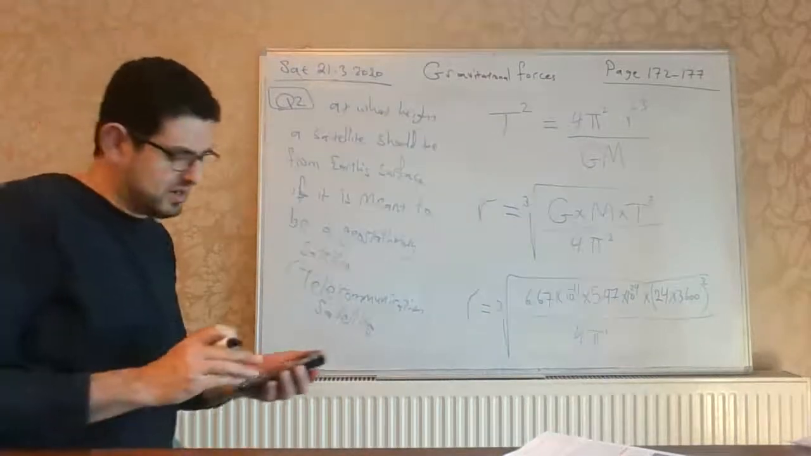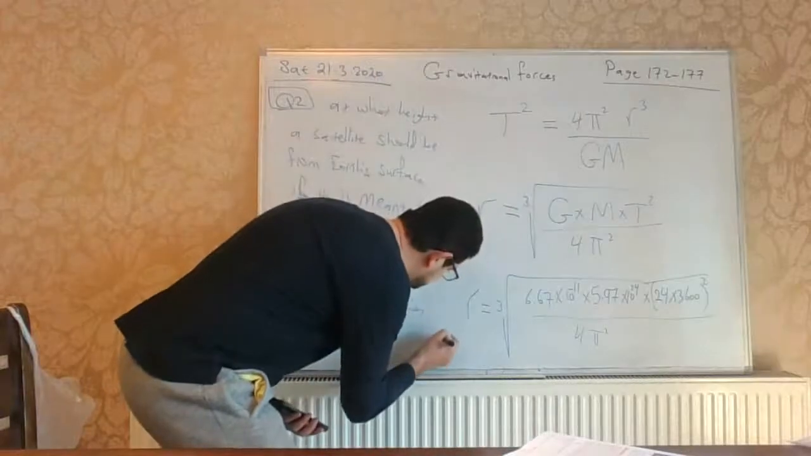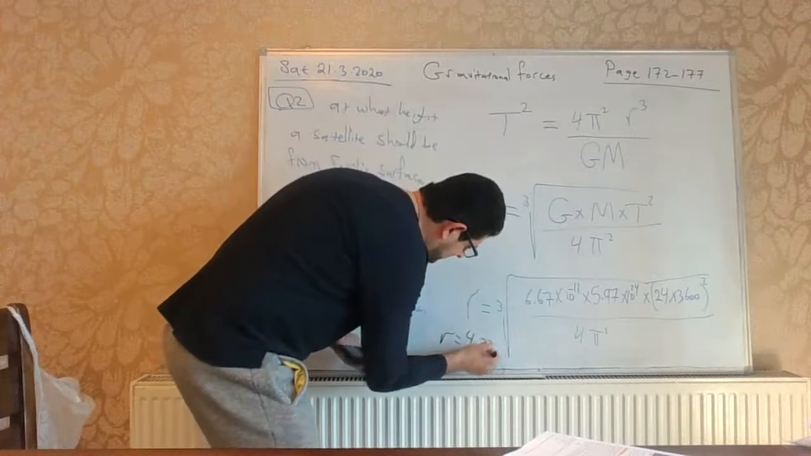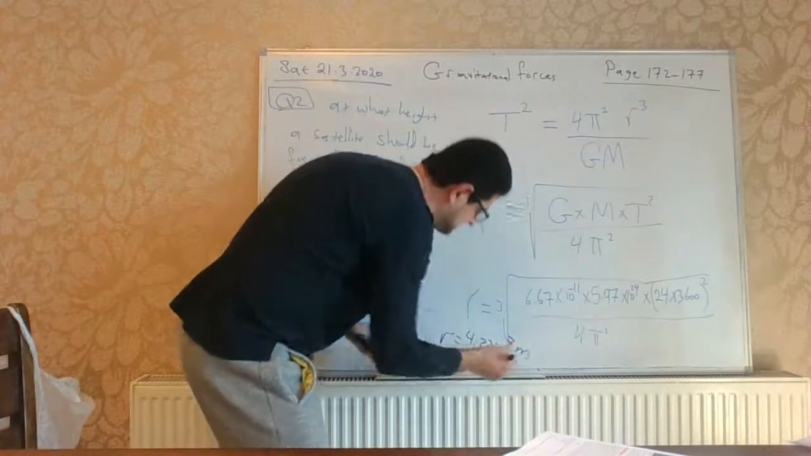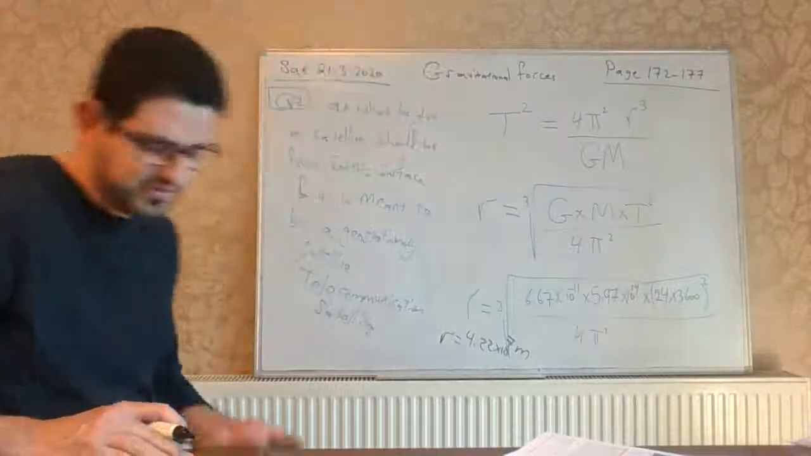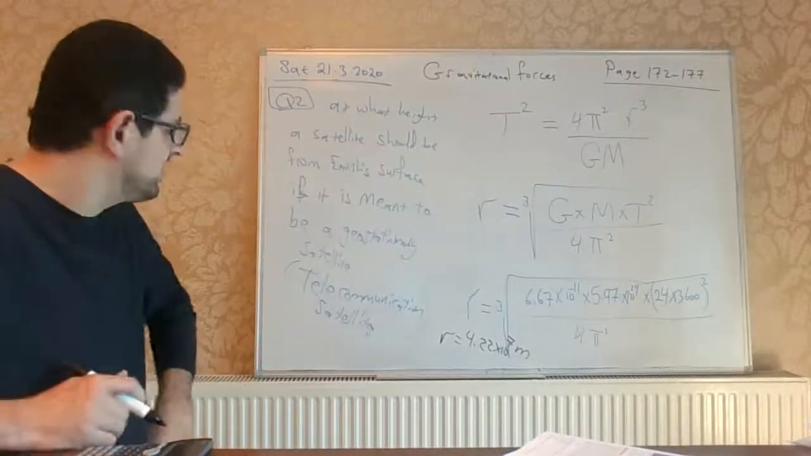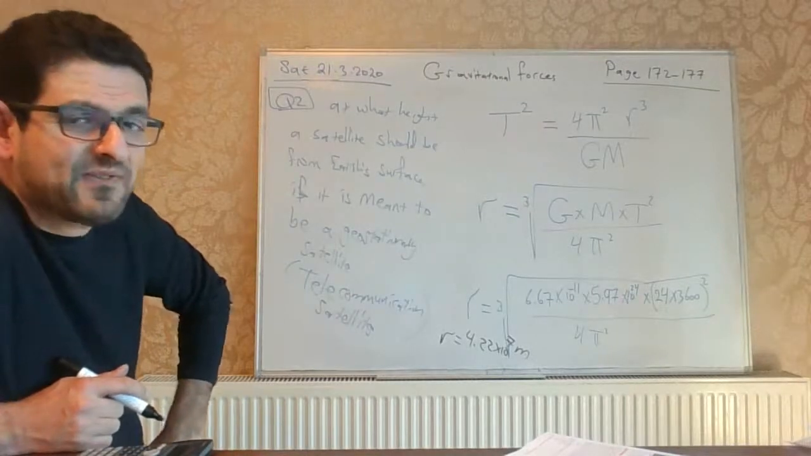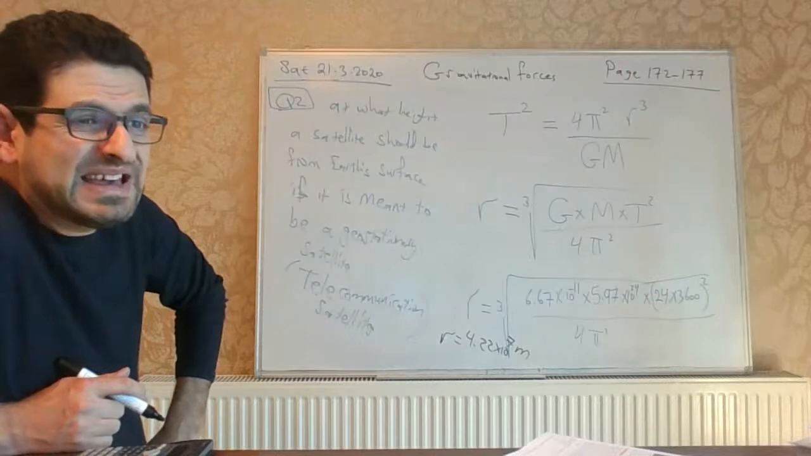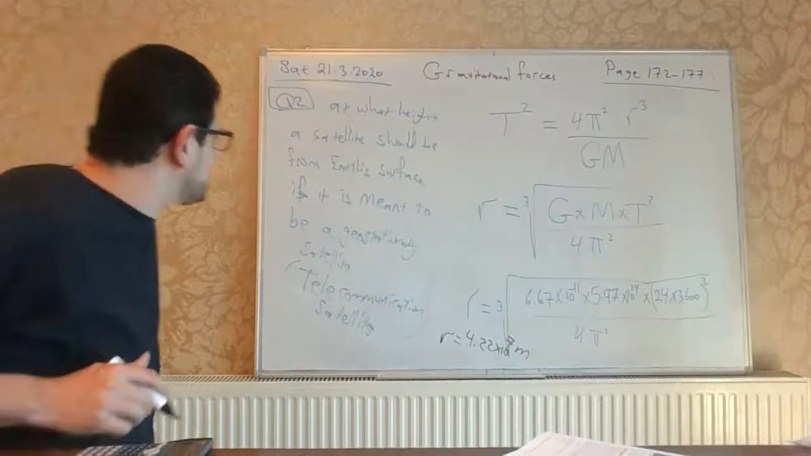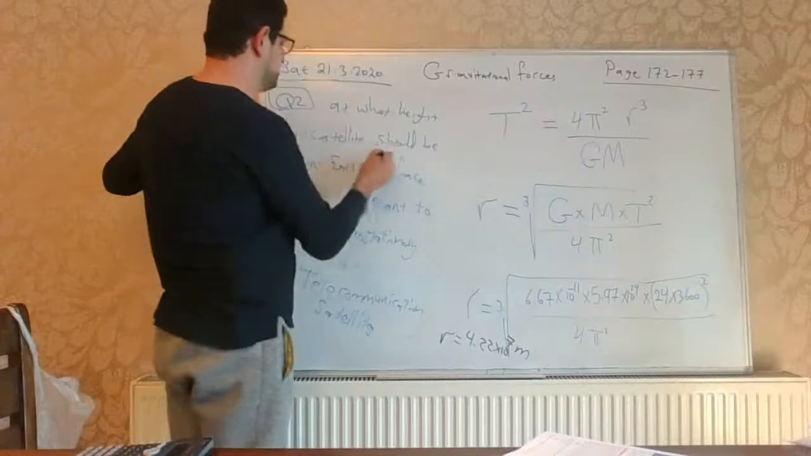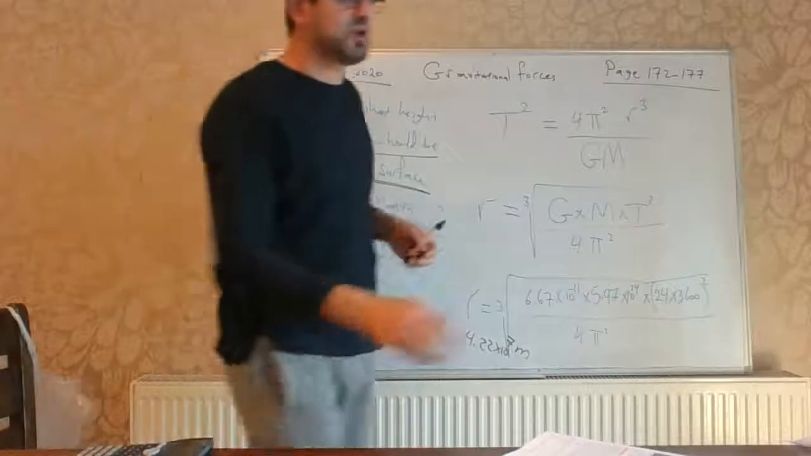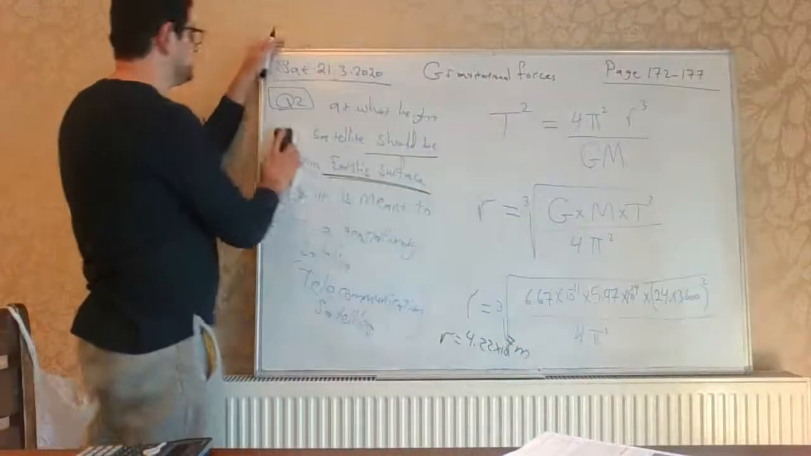If it comes out right, the radius is 4.22 times 10 to the power of 7 meters. What did you get? Okay, this is not the final answer, you know. Now this is the radius from the center of Earth. Now I want the height, which should be from the surface, so you have to subtract the radius of Earth. Right?